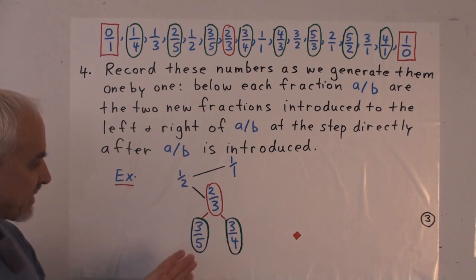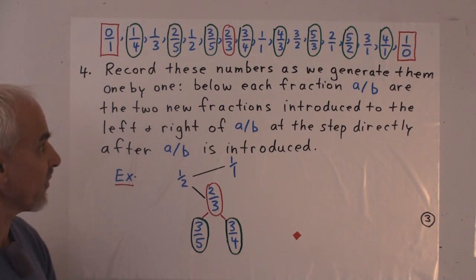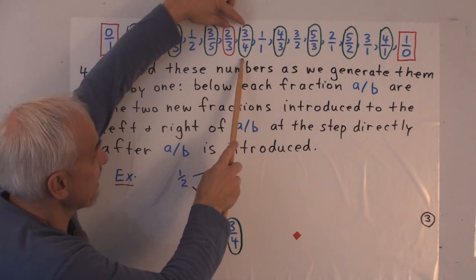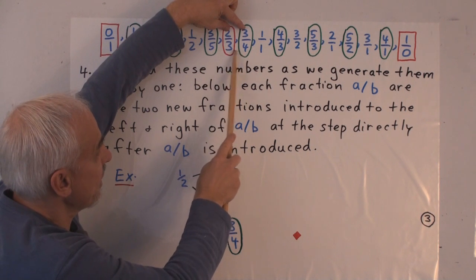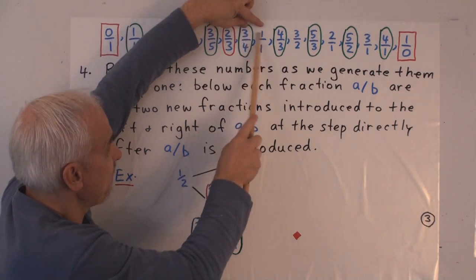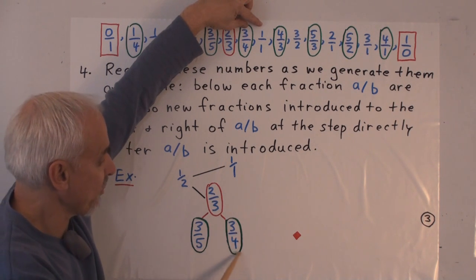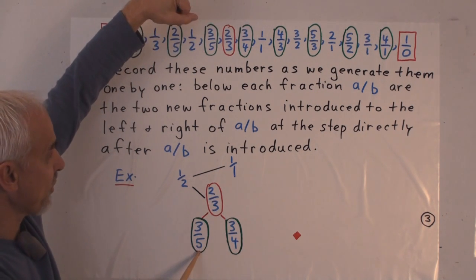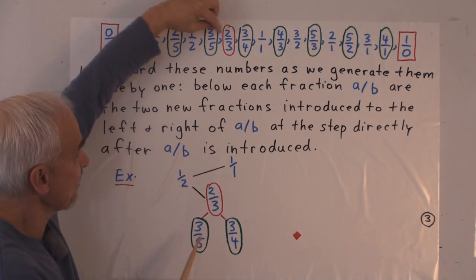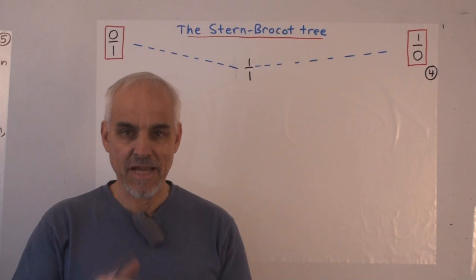So at the next stage, if we want to figure out what's going to happen below 3/4, well, at the next stage, after the 3/4 is produced, the next stage will give us a 5/7, the mediant between these two. So that will occur to this side of 3/4, and also a 4/5 to this side of 3/4. That's what we put below 3/4 at the next stage. And below 3/5 at the next stage, well, we would get the mediant 5/8 on this side and 4/7 on this side. So let's see how it goes in practice.